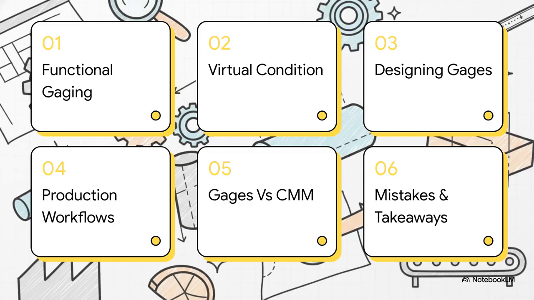Well, here's our roadmap to figure that out. We're going to look at why functional gauging exists, break down the virtual condition math, design some gauges, look at actual production workflows, compare these gauges to CMMs, and then finish up with common industry mistakes.